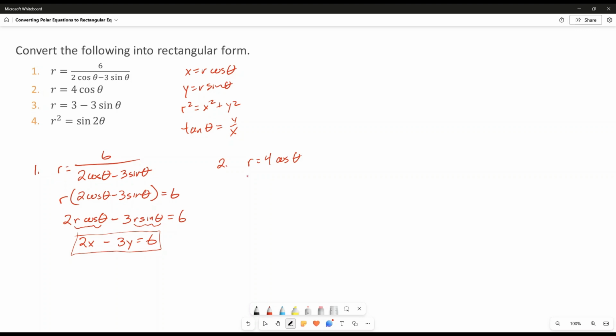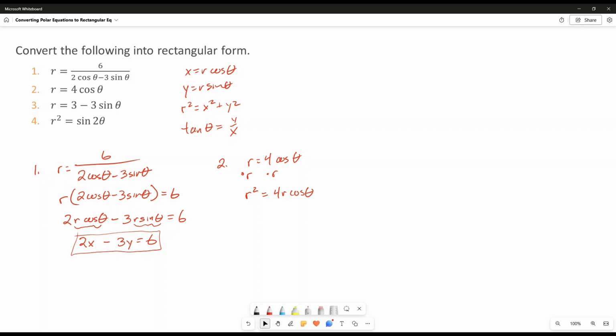So what happens if I just take both sides of this equation and multiply by an r? On the left side, r times r is going to be r squared. And on the right side, 4 times r cosine of theta. Okay, so just by multiplying both sides by r, it allows me to take both of the expressions that I'm given and convert them into something that matches the identities or the conversion equations I have.